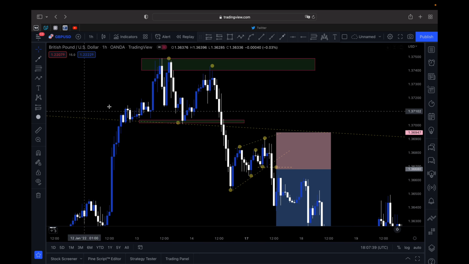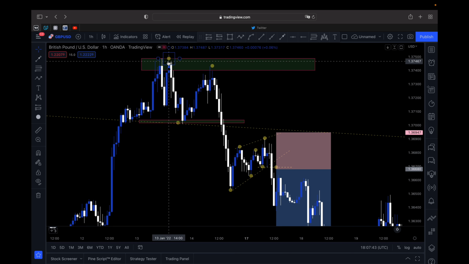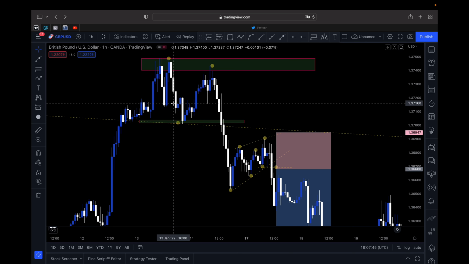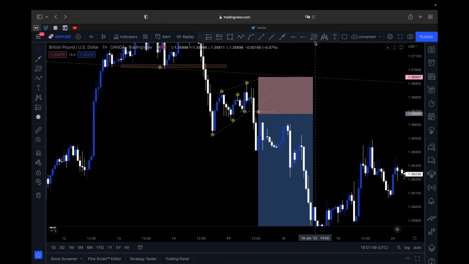Even on the one hour time frame, you can confirm more of it, because here this is a double top from this level to this level. Here you see the break of structure around here, and here you go. So this is it. So this is for the trend line, guys.